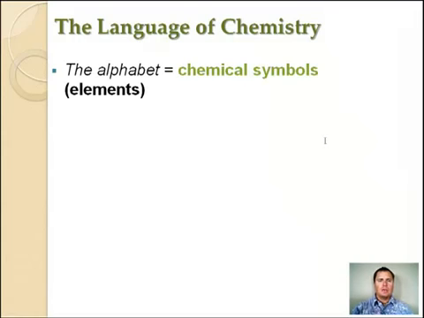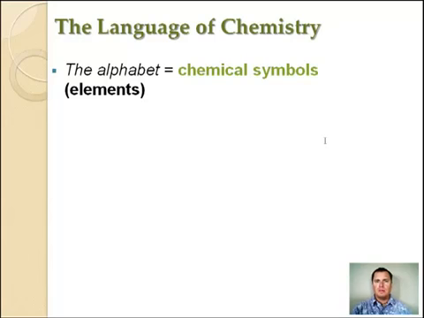Well, like all language, chemistry starts with its alphabet, and you already learned a lot of the alphabet. That's our chemical symbols, our elements. Okay, remember, you're going to need to learn 62 of those for this class. You're going to have to memorize the name and the symbol. Okay, the rest of them you can look up.